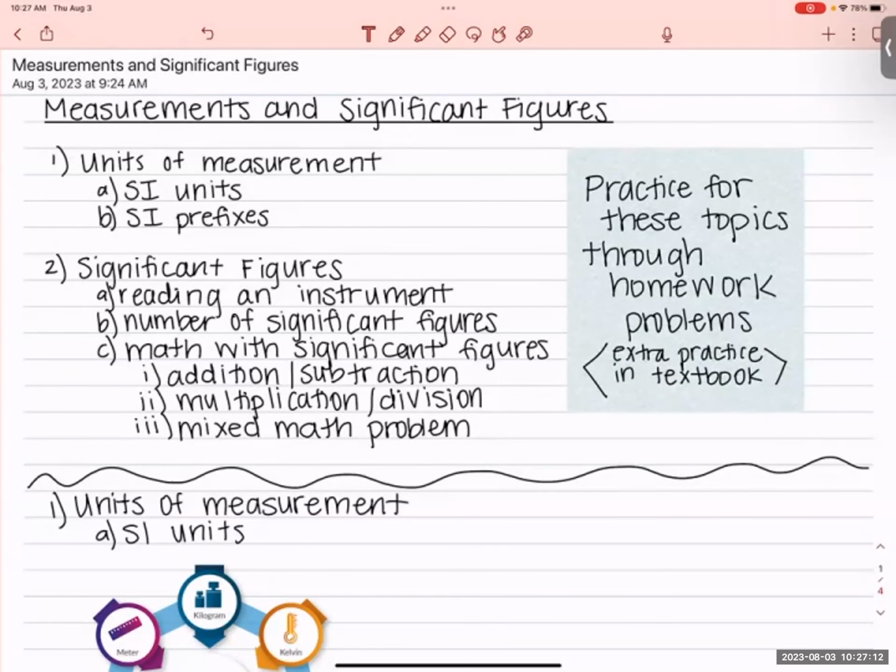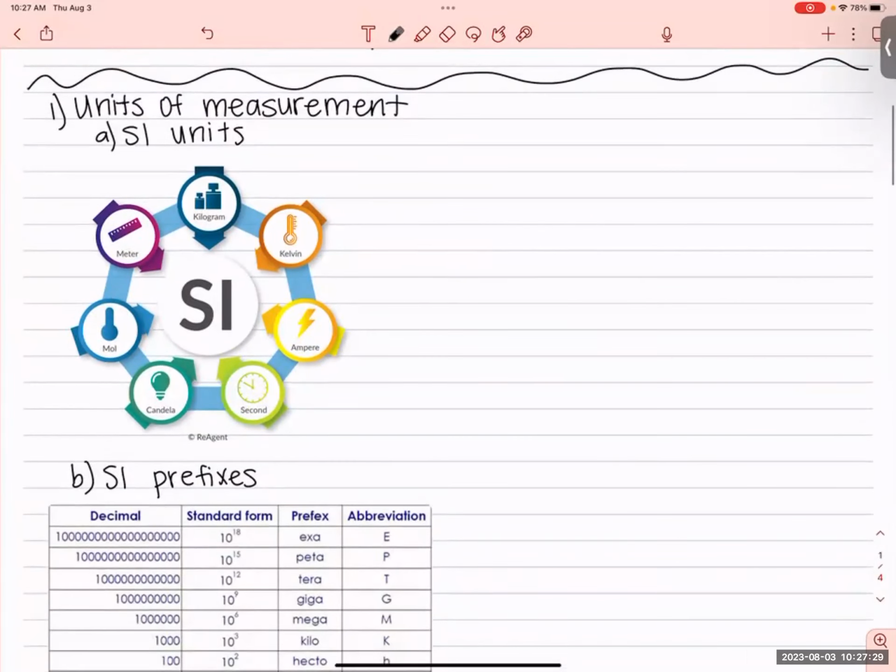If you need extra practice, check out your textbook. There are also YouTube videos. I'll post for you the YouTube channels that I like, and you can use those for additional practice if needed. Let's get started with units of measurement.